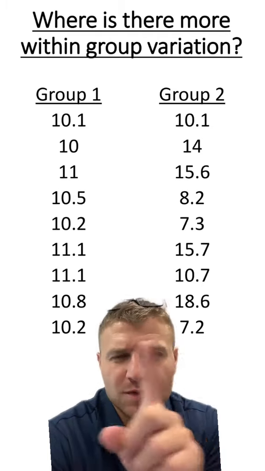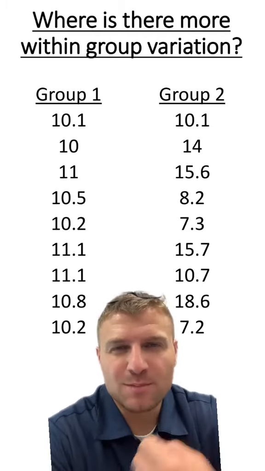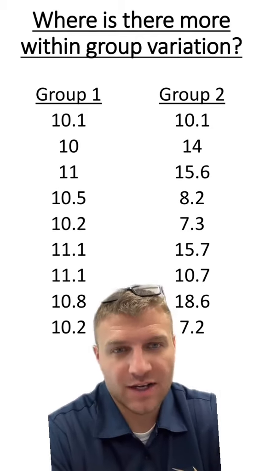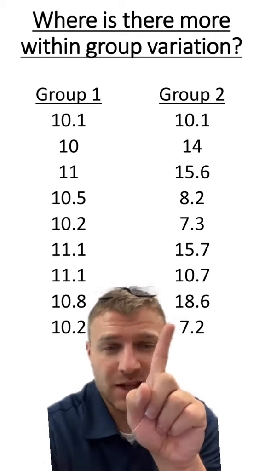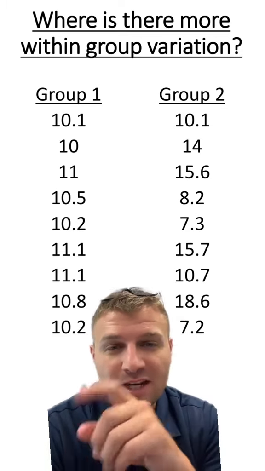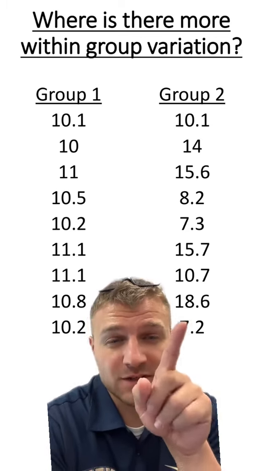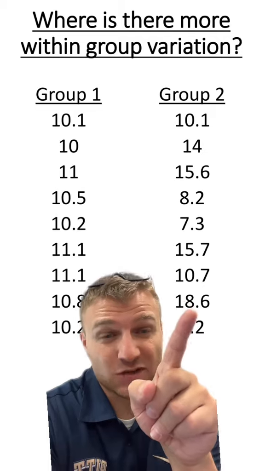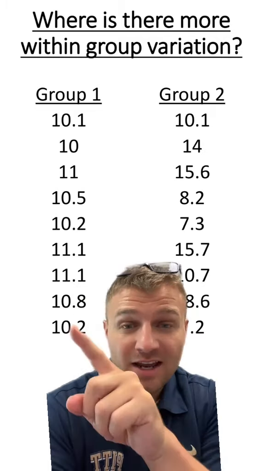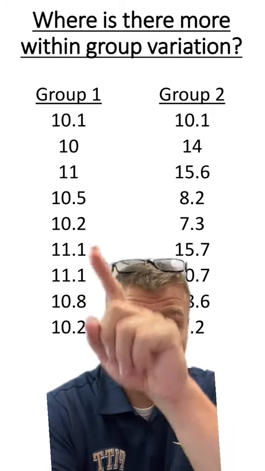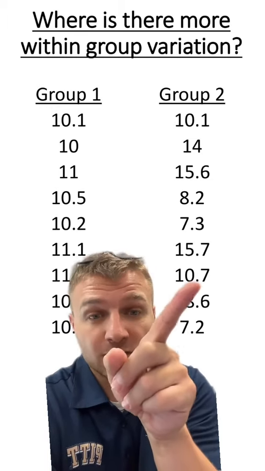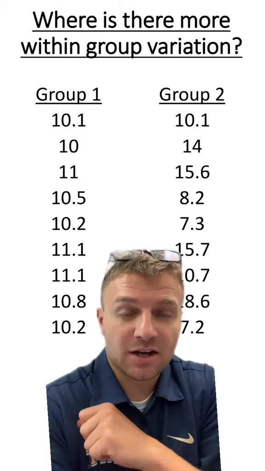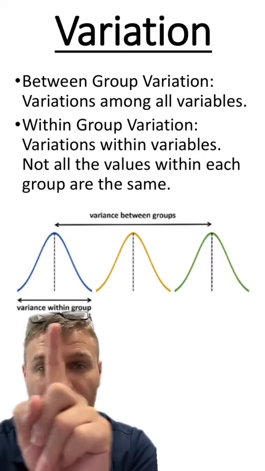Look at these two groups of data. Which group has more within group variation? Look at the numbers in this group and look at the numbers at this group. You can tell there's more variation within the numbers here than there are here. So again, there's just more variation. You can see like this one goes up to 18 and down to like 7. There's not much variation within this data. So there's more within group variation here compared with here. That again shows within group variation.